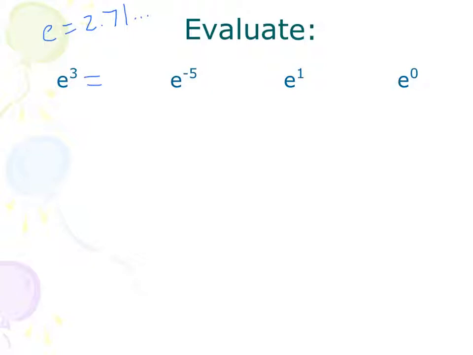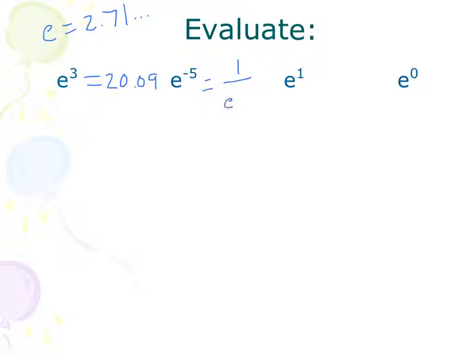There is a button on the calculator for e. I can show that to you in class if you're not familiar with where it is, but e to the third power is a little bit bigger than 20. I think it's good to be aware that e has this value and we can evaluate expressions with it.